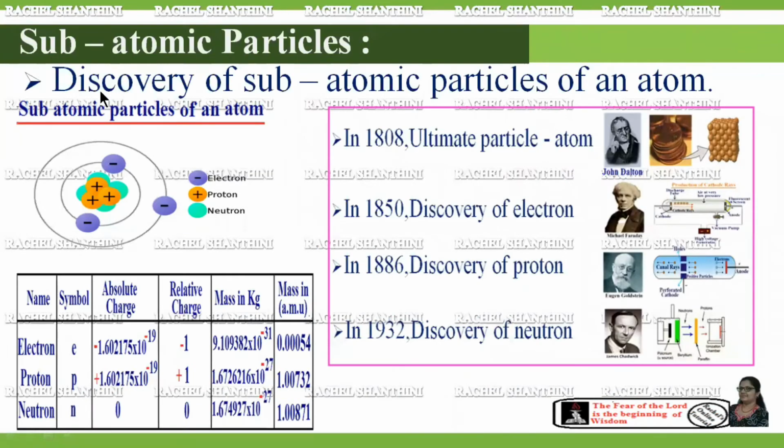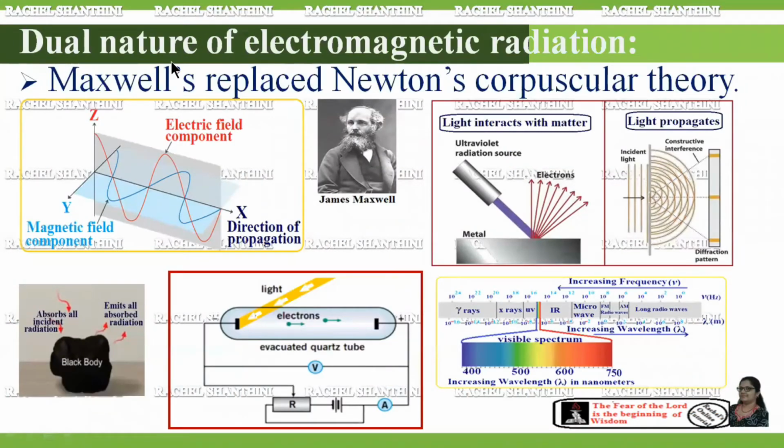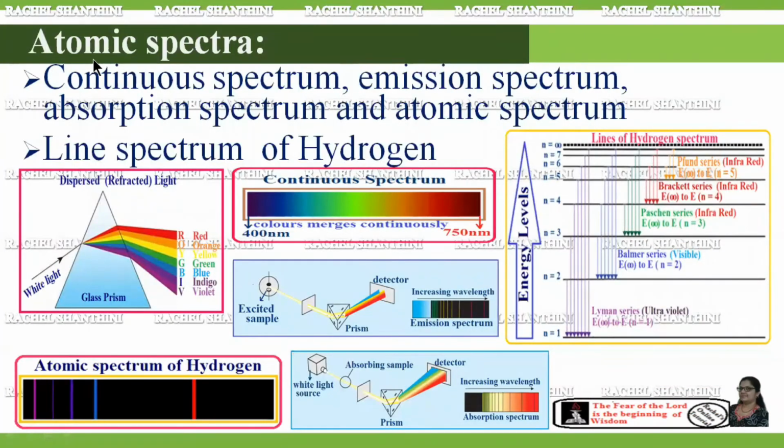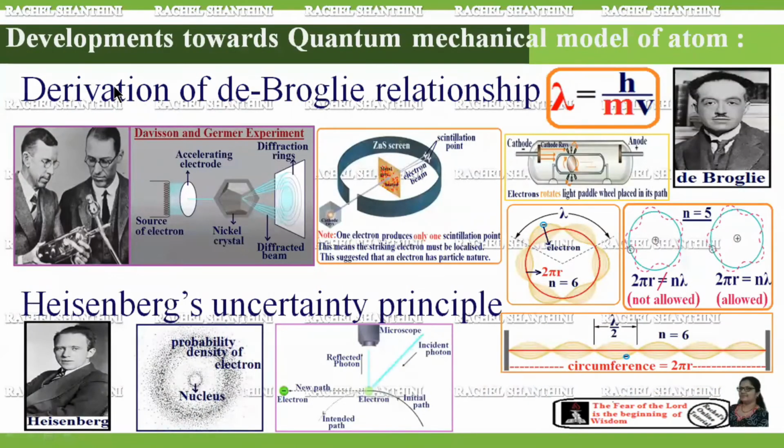In session 1, we have discussed the discovery of subatomic particles. In session 2.2, we have discussed J.J. Thomson and Rutherford atomic model and its drawbacks. In session 2.3, we have discussed dual nature of electromagnetic radiation. In session 2.4, we have discussed atomic spectra. In session 2.5, we have discussed Bohr's atomic model. In session 2.6, we have seen two developments towards quantum mechanical model of atom.